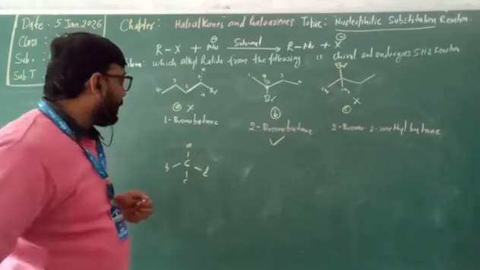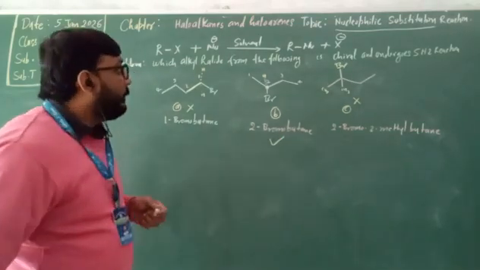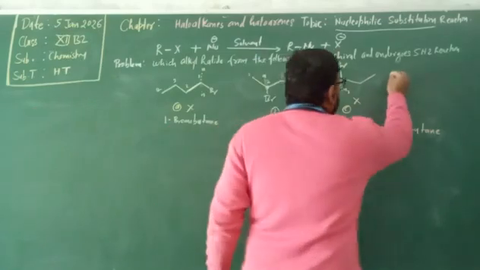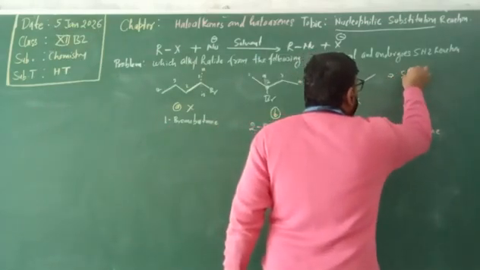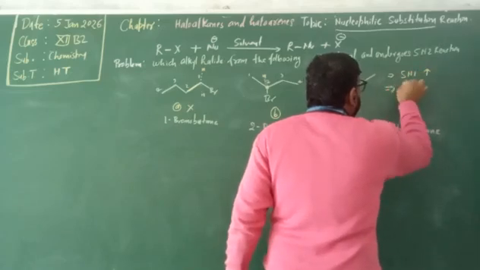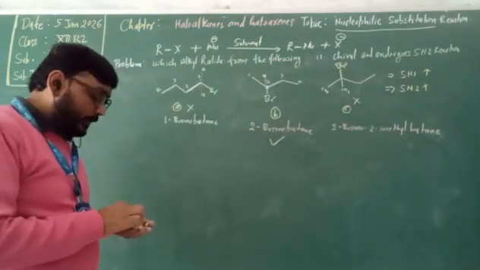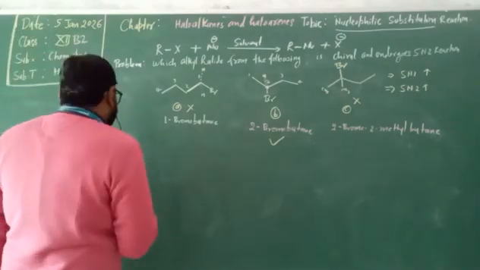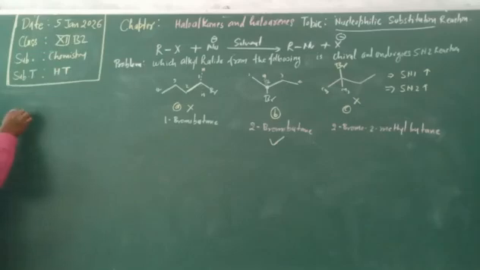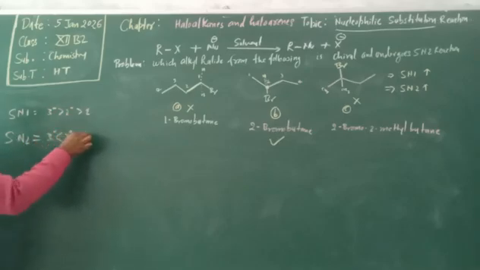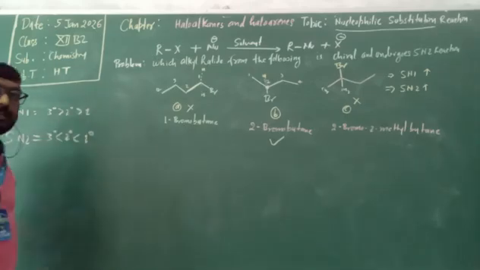Clear? Now, second: which undergoes faster SN2, or we can say, arrange the following in increasing order of SN1 or increasing order of SN2. The questions may be asked in such a way also. As we know, the order of reactivity in SN1 is 3 degree, 2 degree and 1 degree. For SN2, it is 1 degree, 2 degree, 3 degree, the reverse of SN1.